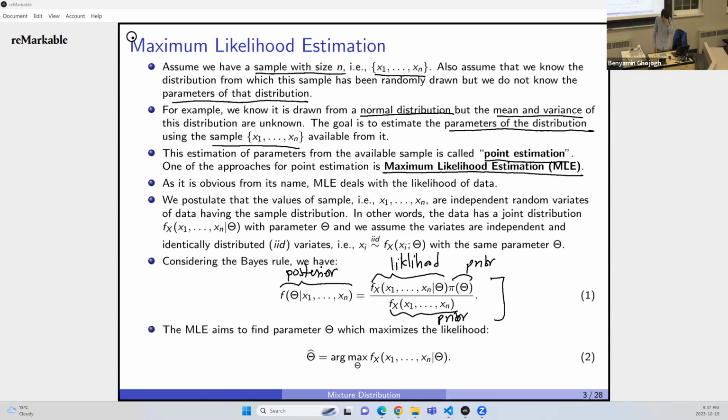So let's go back to maximum likelihood estimation. We maximize the likelihood. So we postulate that the values of the sample, which are x1 to xn, are independent random variables, and they have the same distribution. So they are IID, or independent and identically distributed. Okay. So xi has some probability fx, right? With the same parameter. That's why we call it identically distributed. Same parameter. And this is Bayes' rule. Agree? Okay. Then maximum likelihood estimation, or MLE, what does it do?